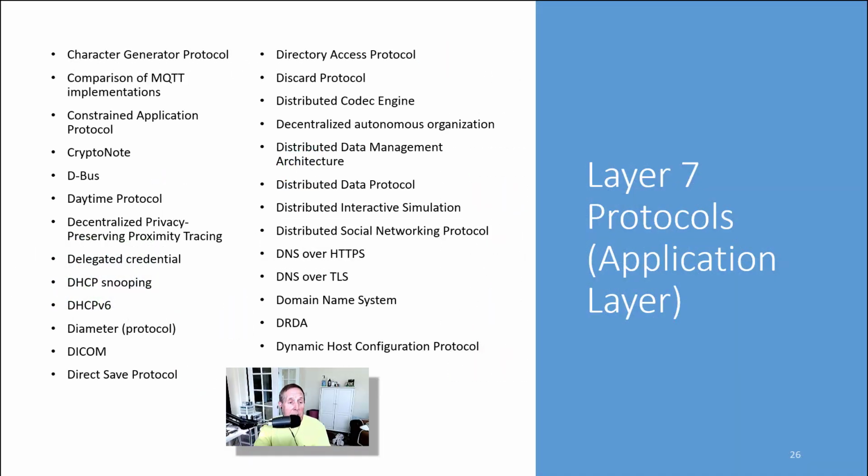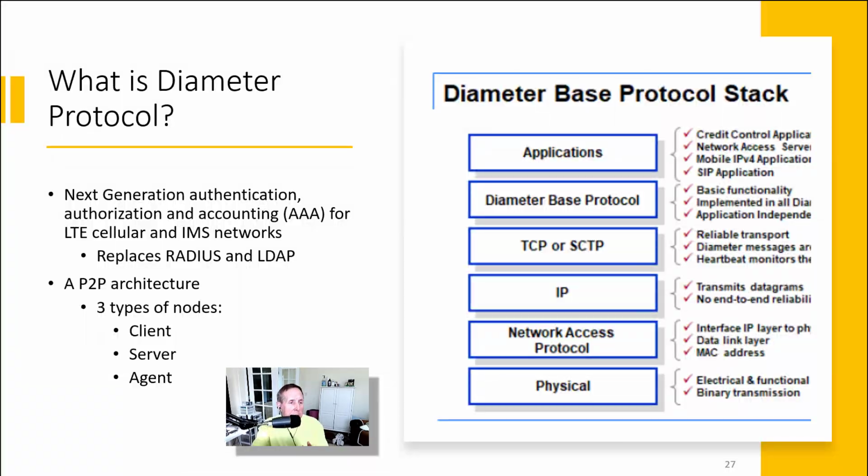Here's our continuing look at a list of technologies and protocols at Layer 7. I encourage you just to pause and look at how many protocols exist at this layer. So one of the protocols that exists at Layer 7 is called the Diameter Protocol. It's part of the Next Generation Authentication, Authorization, and Accounting, AAA, for cellular networks.